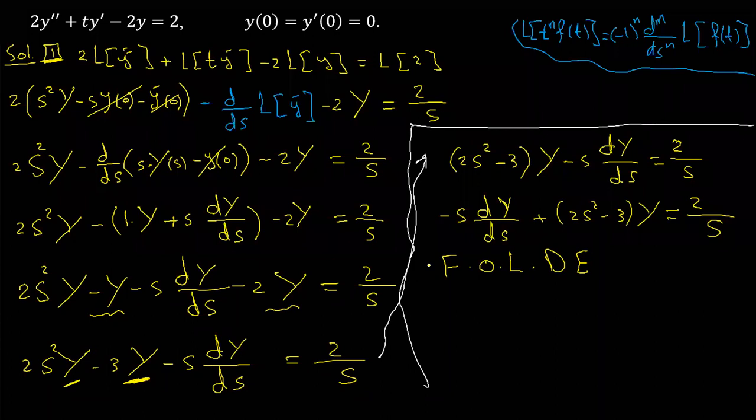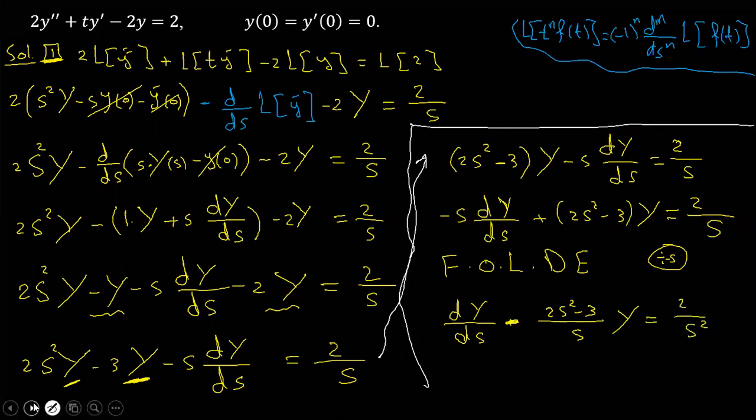If I have a similar equation in my exam, instead of asking you two questions, solve using Laplace and solve first order linear, I'm going to ask you one problem and you must use Laplace and you must also use first order linear. Now, to solve using first order linear, let us first divide by negative s, if you remember the steps. So I have dy over ds plus minus 2s squared minus 3, all divided by s, y capital, equal 2 over s squared.